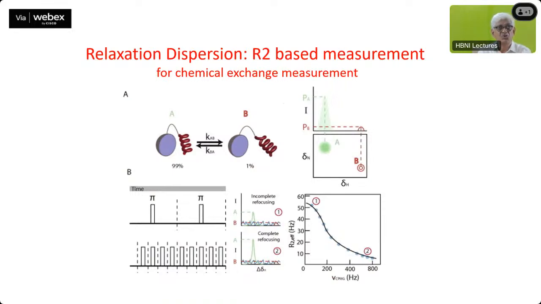So therefore, what one should do? Similar to what Carr and Purcell did to get rid of the diffusion based echo modulations, you do a similar trick here: instead of applying a single 180-degree pulse in the middle of the echo, you apply a series of 180-degree pulses as indicated down here.